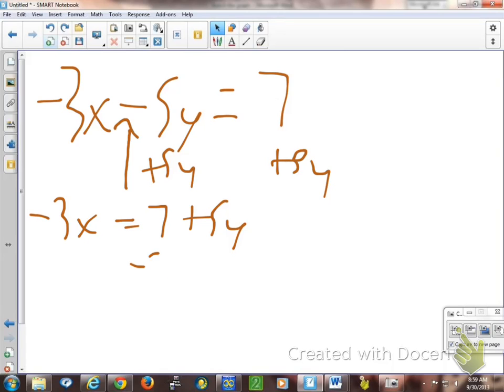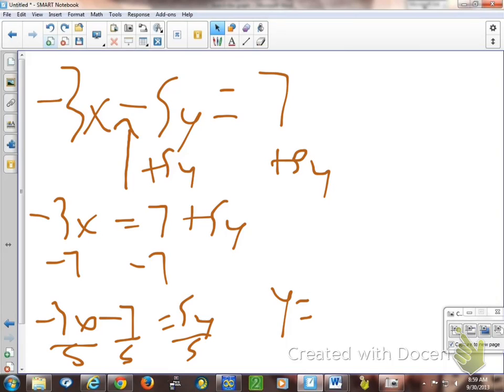Subtract 7. Negative 3x minus 7 equals 5y. Last step, divide everything by 5, which will give us y equals negative 3/5 x minus 7/5. What is the slope of that line? Negative 3/5. And what would be perpendicular to that slope? Positive 5/3. Excellent. Very good! Questions?